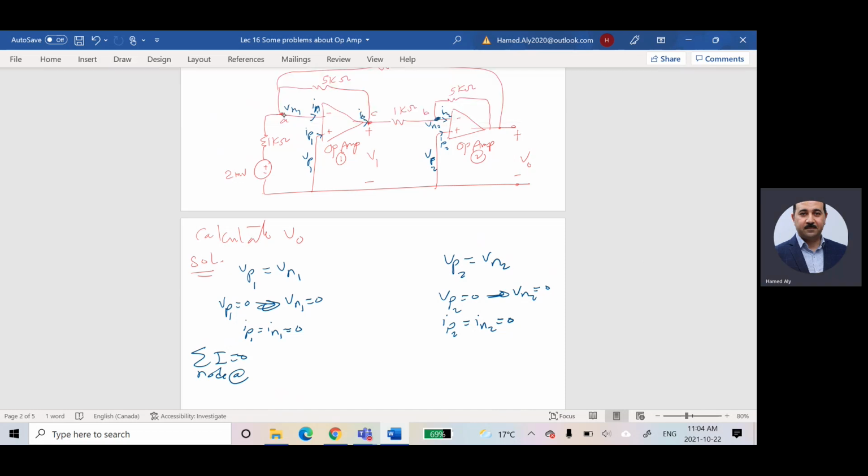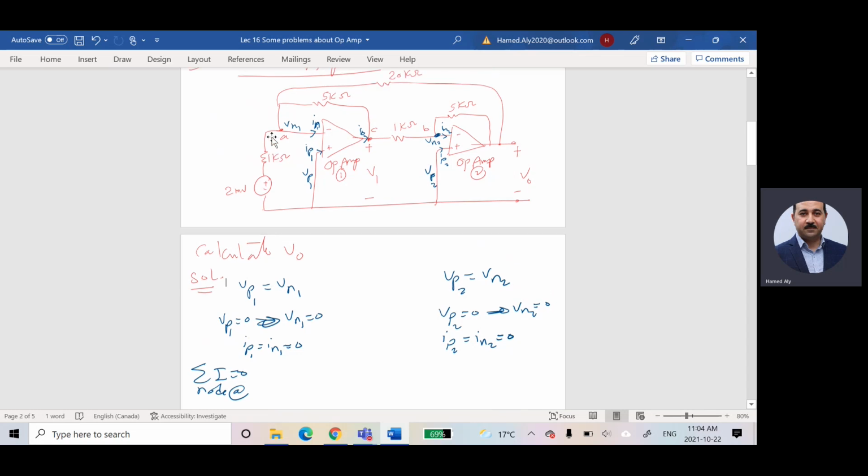For node A, I have this current, which is the summation of this and this, right? So if you try to find the summation, the current for that node is equal to 0. I can say this current, which is VA, which is 0, because VA is equal to Vn1 minus this voltage, which is 2 millivolt, divided by 1 kilo.